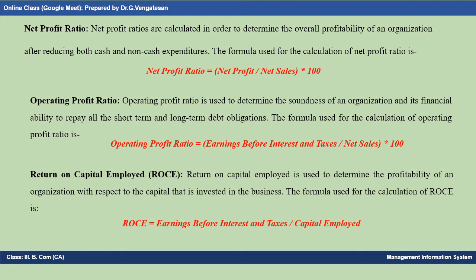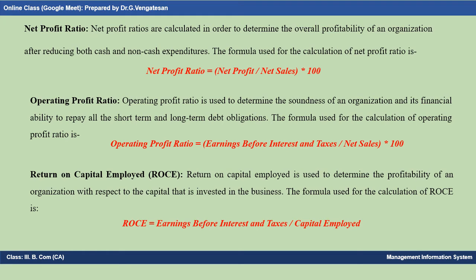And the next one is operating profit ratio. Operating profit ratio is used to determine the soundness of an organization and its financial ability to repay all the short-term and long-term obligations. The formula used for the calculation of operating profit ratio is operating profit ratio equal to earnings before interest and taxes divided by net sales into 100.